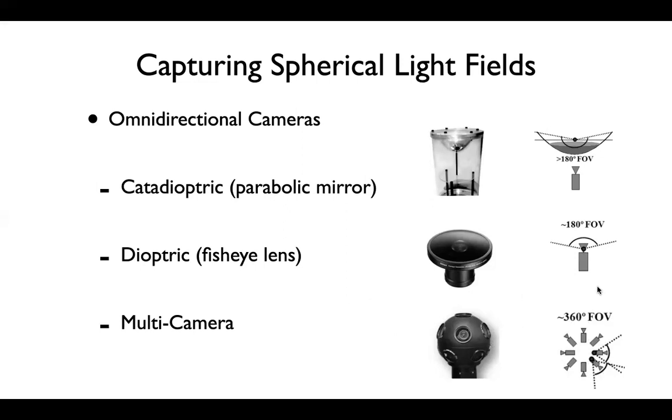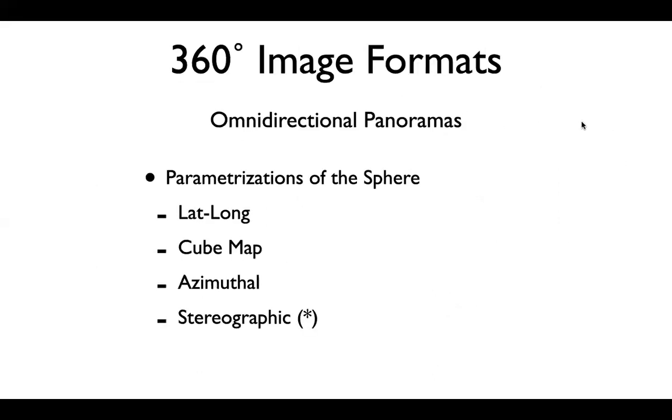But then we also need to discuss the representation of these spherical light fields. Basically, there are 4 different image formats for omnidirectional panoramas, and they are related to different parameterizations of the sphere. We have the lat-long, cube map, azimuthal, and stereographic.